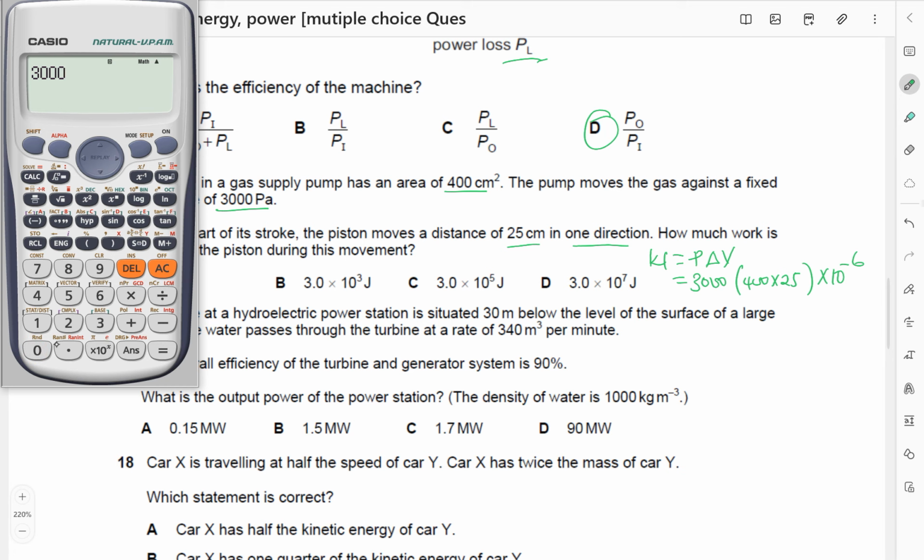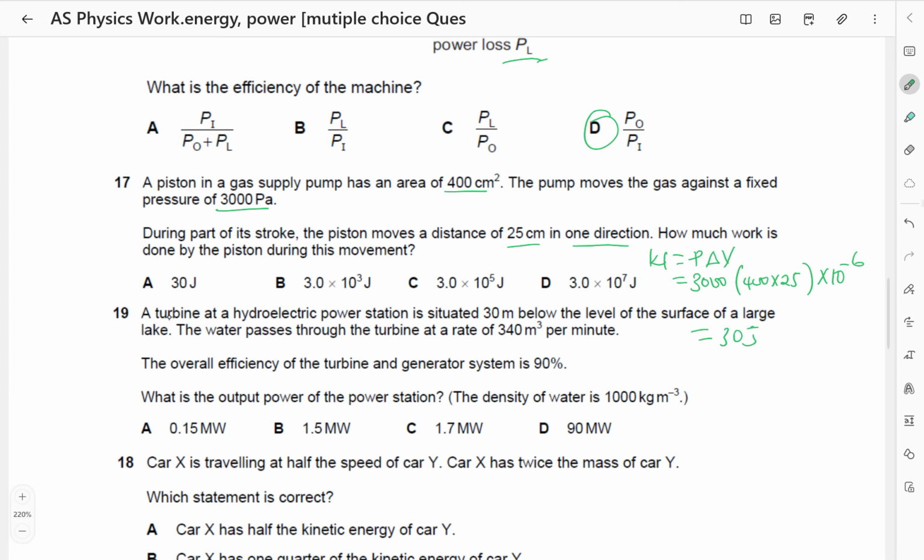So 3000 times 400 times 25 times 10 exponent negative 6. That is 30. So the work done here is 30 joules.